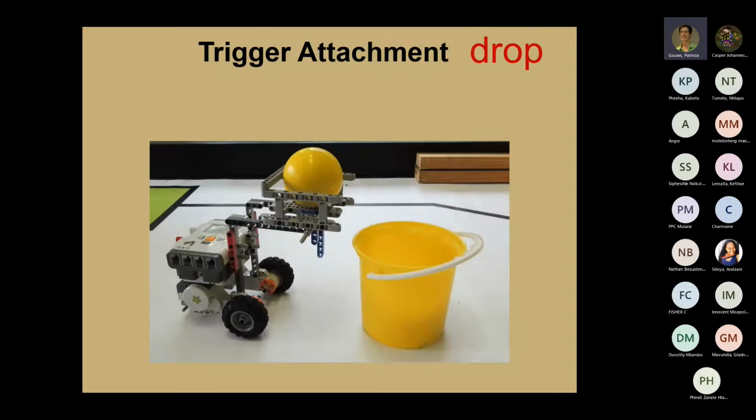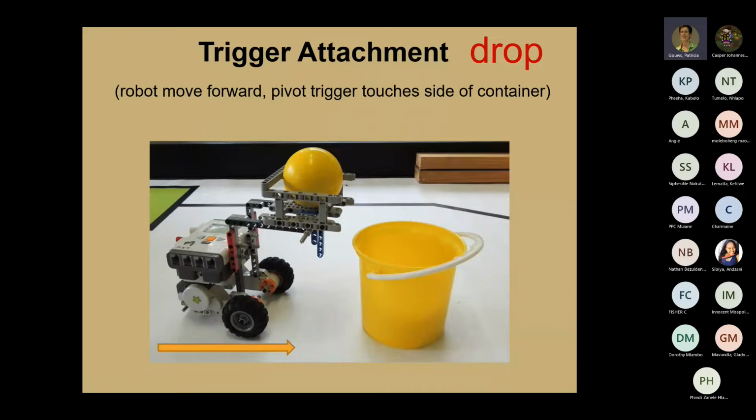All right. So this is a trigger attachment to drop. So this trigger, if you look down the bottom here, there's an axle, and underneath this ledge, there is a pivot point. That is your lever, and so when it goes forward, it's going to touch the side of the bucket, and then the ball is going to fall into the bucket. Okay, so that's just a straightforward trigger attachment.